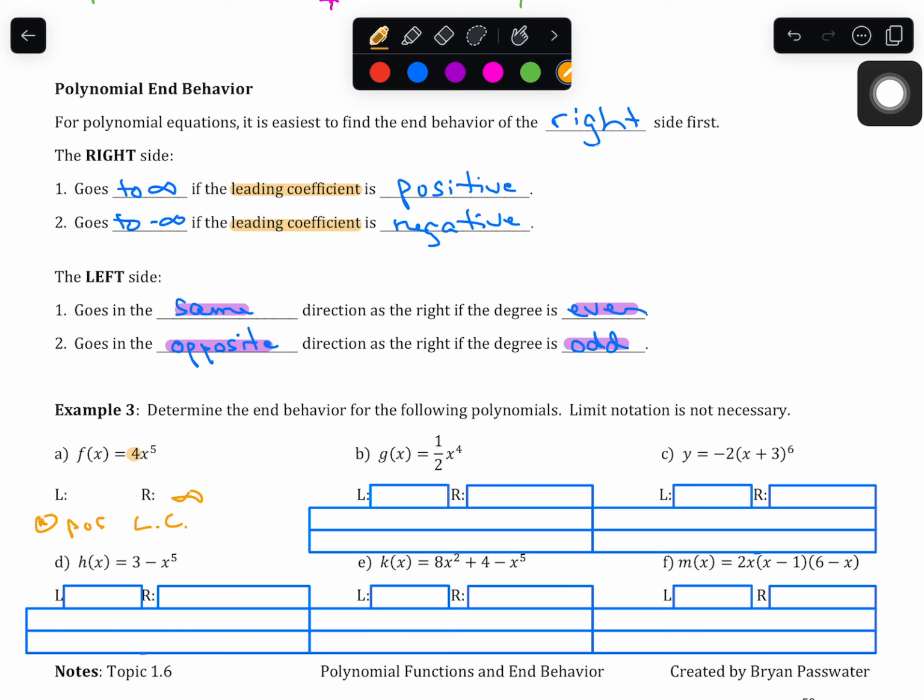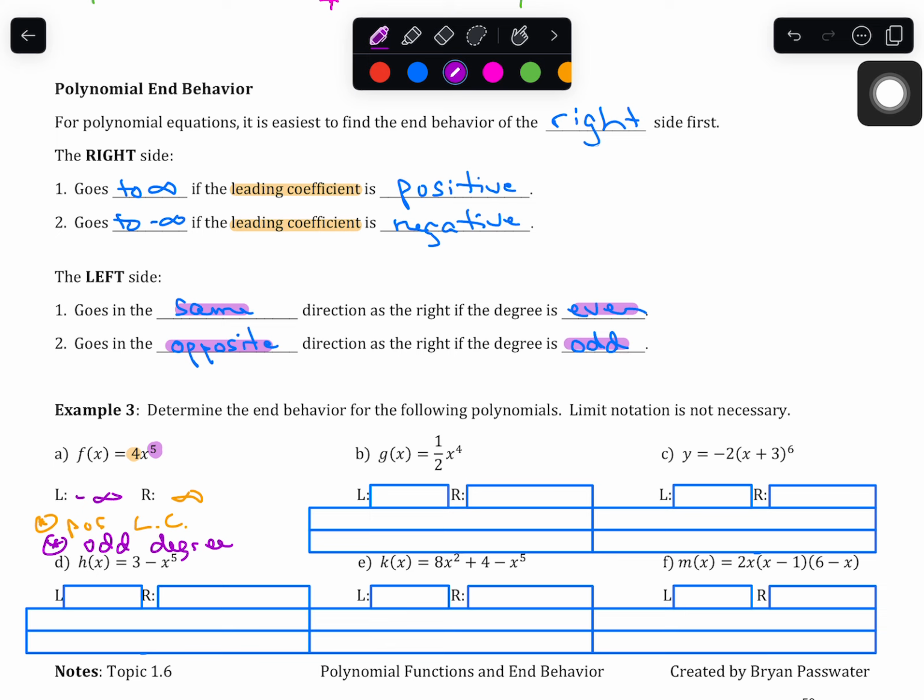Then I'm going to look at the degree. And in this case, the degree is 5, which is an odd degree. So I know that they have to go in different directions. So this means that the left would be heading to negative infinity. Another way you can think about that is how it's going to start and end has to make sense with that leading coefficient.